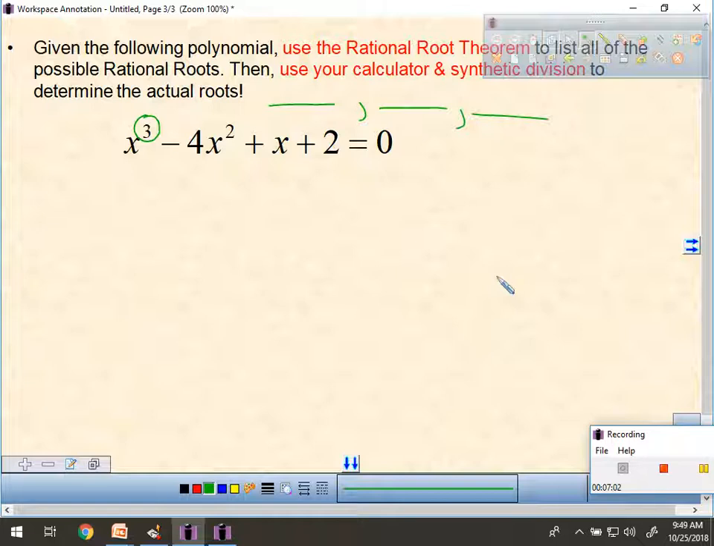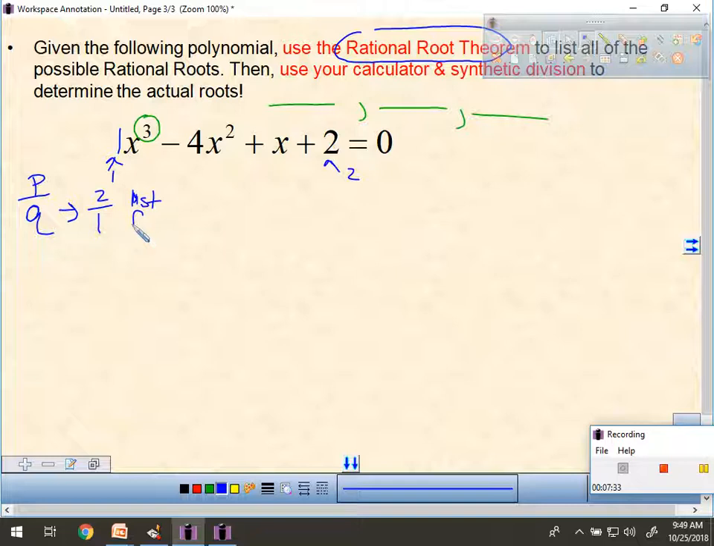So let's say I don't want to use my graphing calculator. The first step to do is the rational root theorem. In other words, do your P's over Q's. Get a list of possible numbers to try. So in this case, my value for P is 2, and my value for Q is 1. And so my value for P over Q is 2 over 1.